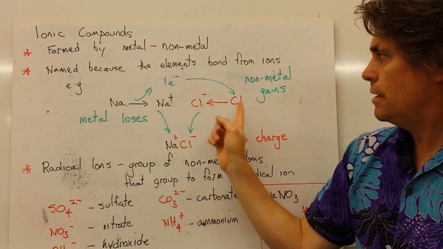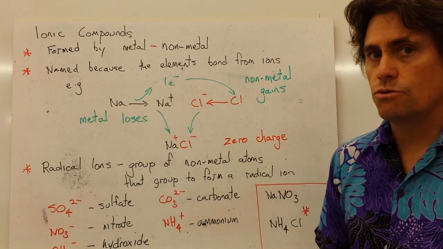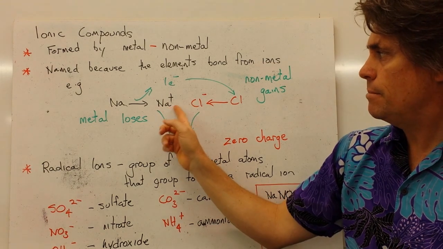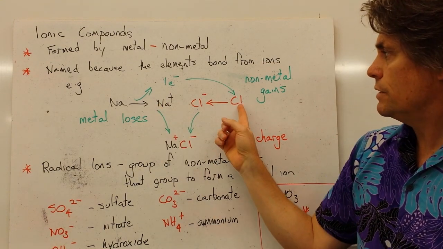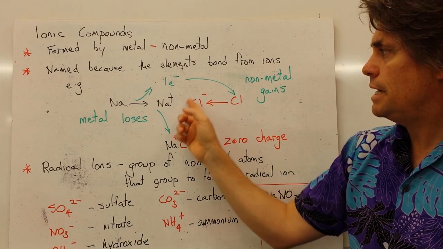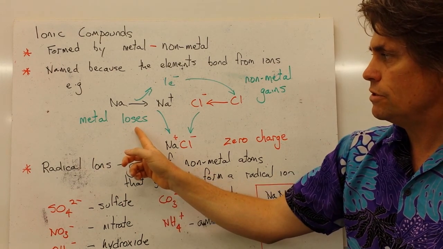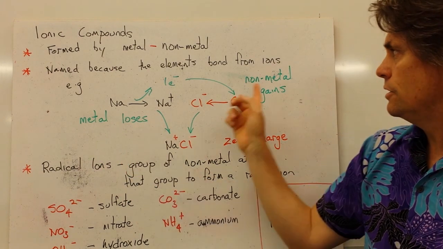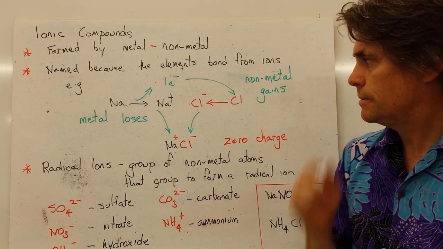We've got sodium and we've got chlorine. Sodium typically loses one electron quite readily to become a positively charged sodium ion. Chlorine, on the other hand, likes to gain one electron, so that becomes a negatively charged ion. So metals lose electrons to become positively charged. Non-metals gain electrons to become negatively charged.